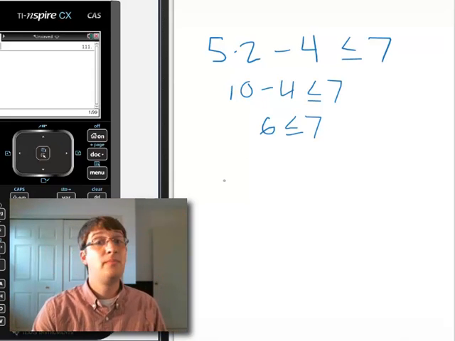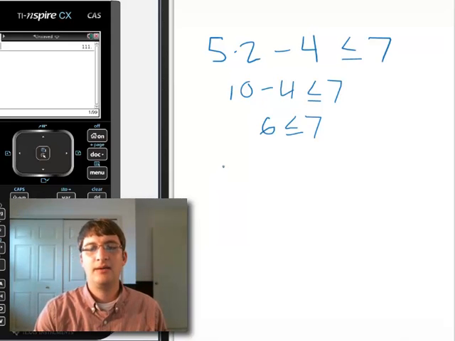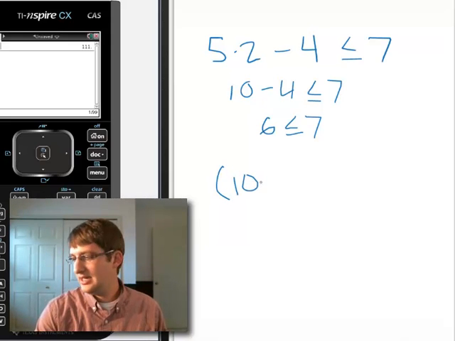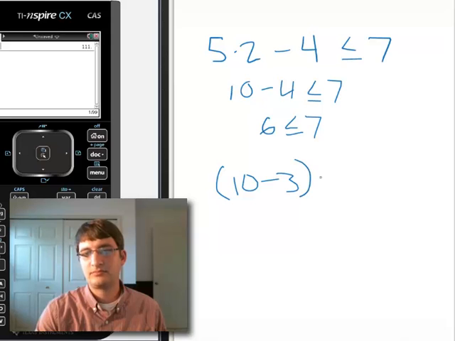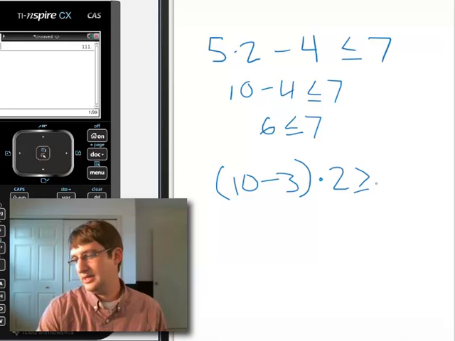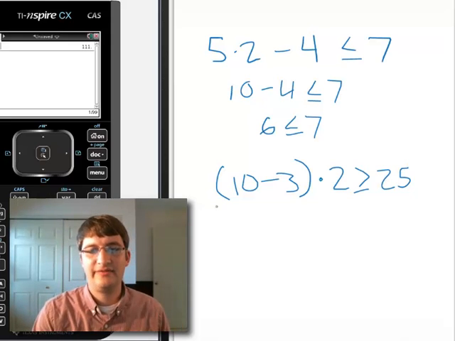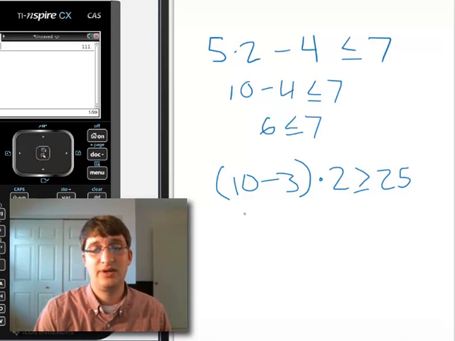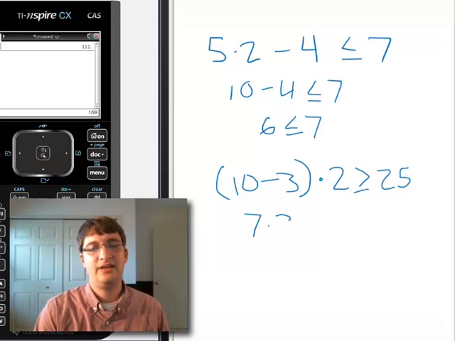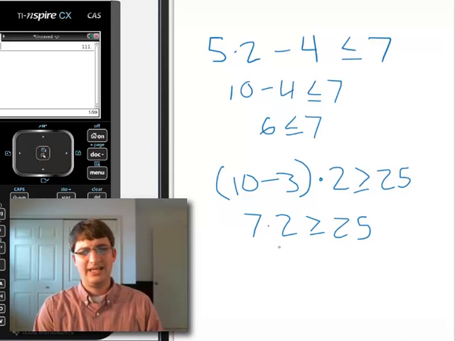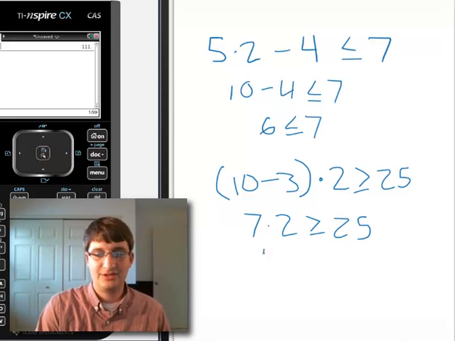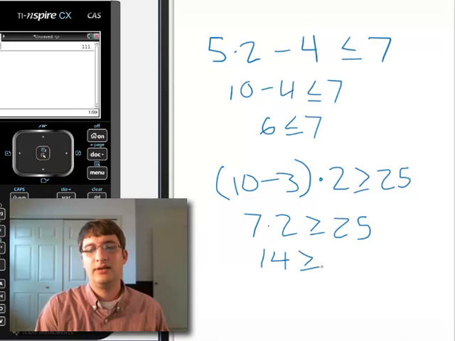Let's just try one more real quick before we leave today. Let's do some parentheses here. 10 minus 3 times 2 is greater than or equal to 25. Okay, is this statement true? So let's go ahead and do order of operations on the left, and narrow this down a little bit. So 10 minus 3, we do the parentheses first, is just 7. 7 times 2, greater than or equal to 25. Well, what is 7 times 2? That is just 14, greater than or equal to 25.